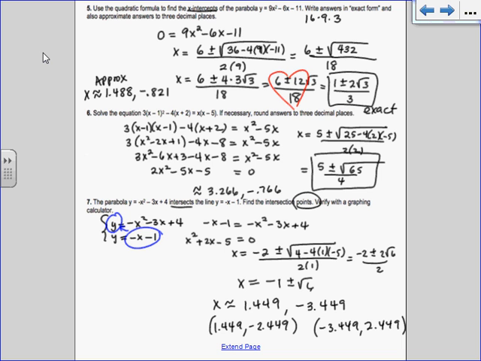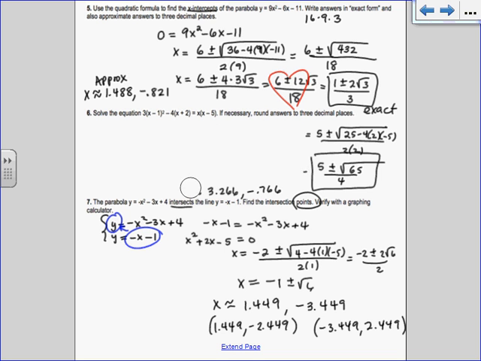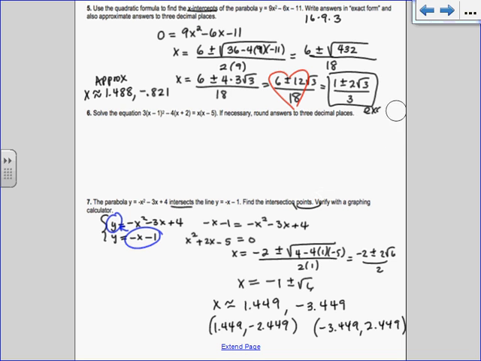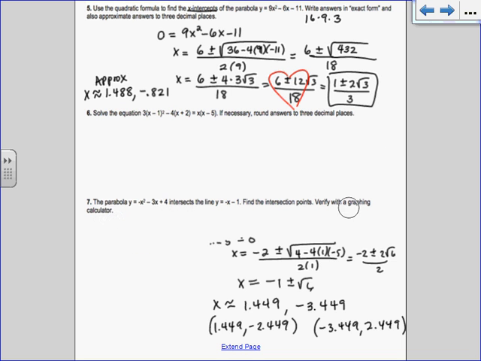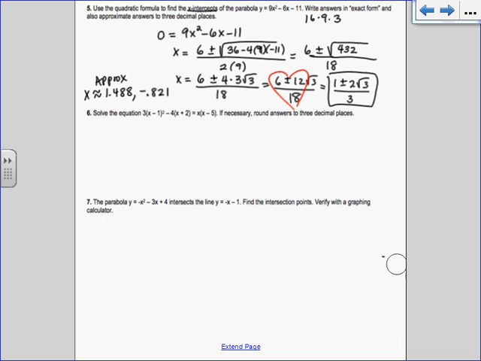All right, so we did do number 5, but we didn't do these other ones, right? Didn't I skip these or something? All right, so let's do 6 and 7.